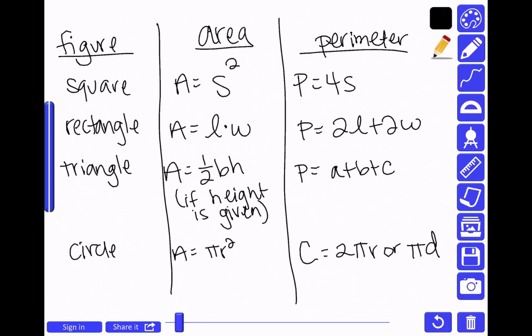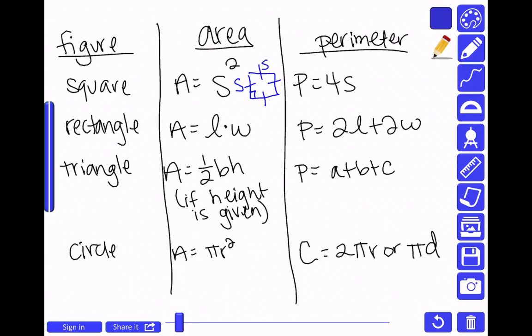The area of a square is the side length to the second power. The perimeter is 4 times the side length. So a square is equilateral and equiangular, so it's got 4 90-degree angles and 4 congruent sides. If this is S, then the area is S times S, which is S squared. When I'm finding perimeter, I want to add up all of the sides, which is S plus S plus S plus S, which becomes 4S.